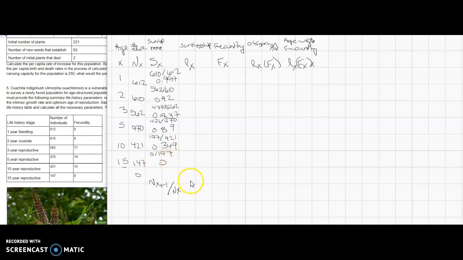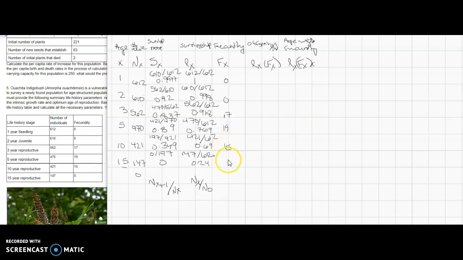And then for survivorship, that is n sub x divided by n naught. So every single time, whatever row you're in, you're going to divide by the original population size. So this would be 610 divided by 612, 562 divided by 612, and so on. For Fx, those were given to you, so you can just copy those values over: 0, 0, 17, 19, 15, and 8.